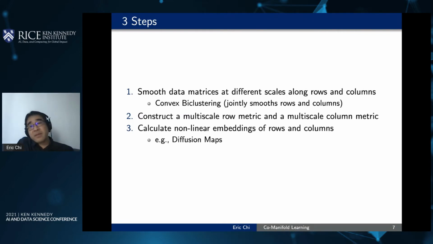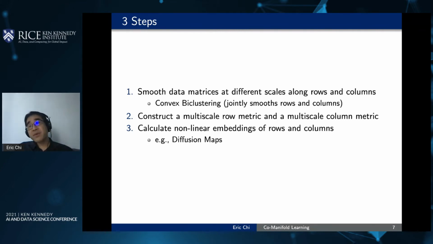All right, so the procedure I'm going to tell you about today is three major steps. The first step is to blur or smooth your data matrices a different amount along the rows and the columns. Okay? And this is where we're going to build off of that method, convex biclustering, that we developed with Ginevra and Rich. Then once we have these smooth data matrices, we're going to construct what we call multiscale row metrics and then multiscale column metrics. So these are just distances between the pairs of rows and distances between the pairs of columns.